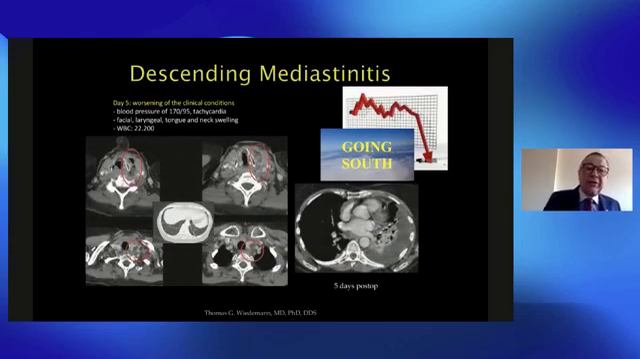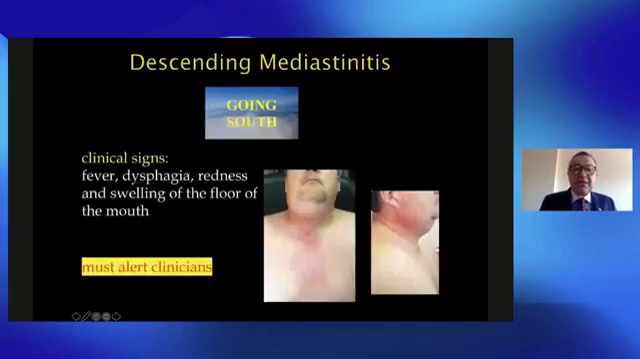And if things go south, they can really go south and even cause more of a problem, like this descending mediastinitis. Like this patient showed up with a blood count of 22,000 and more, and we see an involvement of the thoracic space of the mediastinum. This is a life-threatening condition. So all clinicians who perform exodontia should be really aware of these clinical signs like fever, dysphagia, redness, swelling of the floor of the mouth.